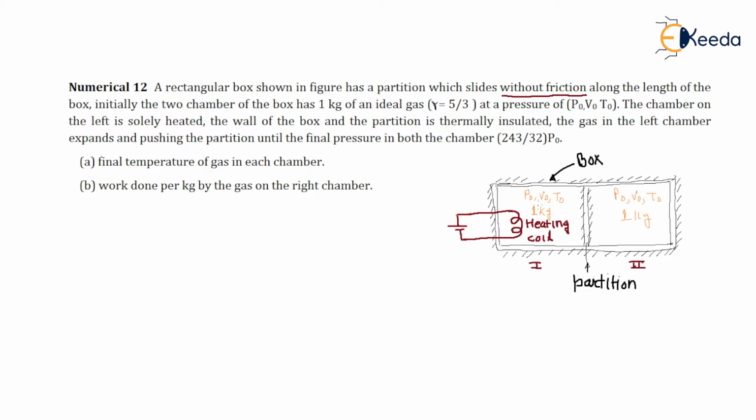Now, the chamber on the left is slowly heated. That means the first chamber is slowly heated, so there is a heat supply to the chamber. The wall of the box and the partition are thermally insulated, so there is no chance of heat transfer from the system to the wall.